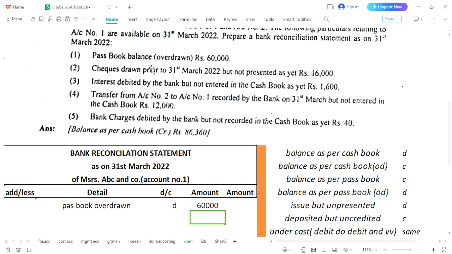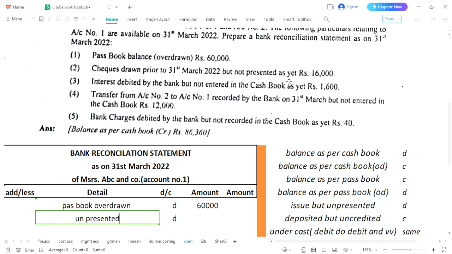Now cheques drawn. Drawn means issued, and under issued we search for unpresented cheques. Now you can see that the same word has been used, but not presented. So not presented would be written on the debit side, and here just put unpresented or not presented, one and the same thing. Here we have the amount 16,000.